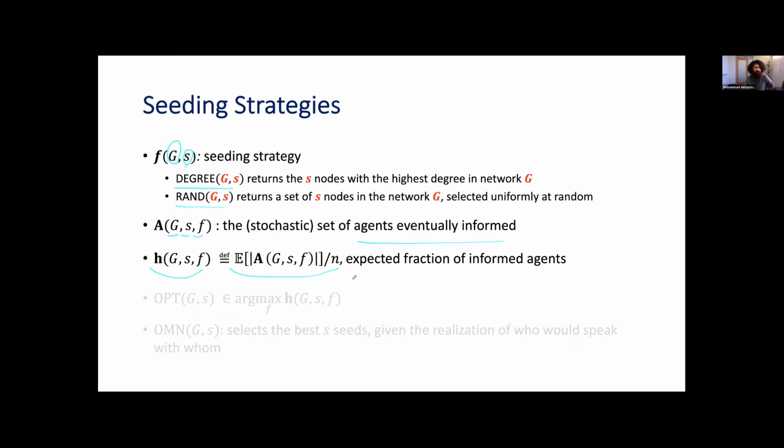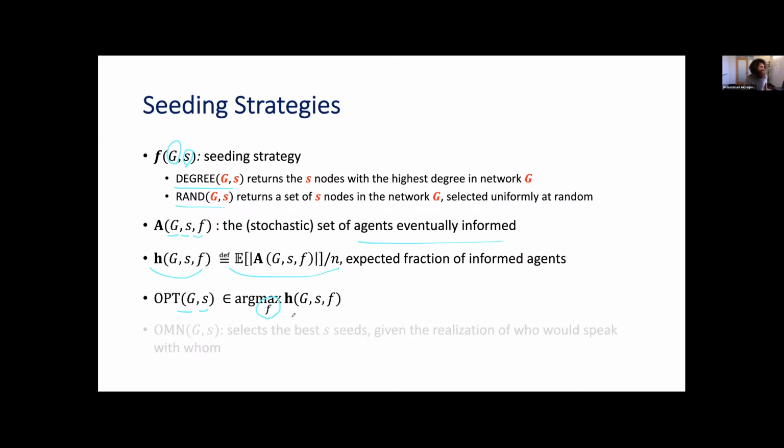So I see that the diffusion continued, and what is the eventual expected fraction of people who are informed? This is the optimization problem that Kempe, Kleinberg, and Tardos proved is NP-complete. In the space of all possible seeding strategies, for a given network and number of seeds, find the best possible seeding strategy to maximize this H function. They basically showed this is equivalent to some set packing problem, which is NP-complete, so we cannot solve this.